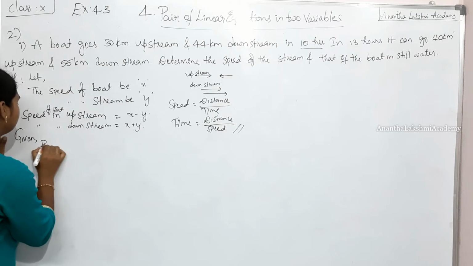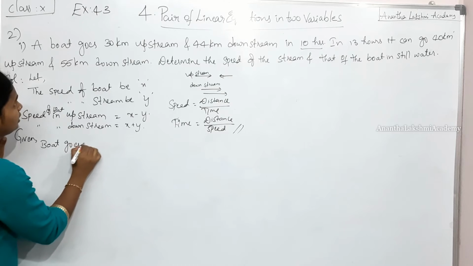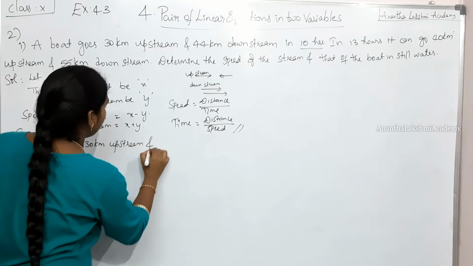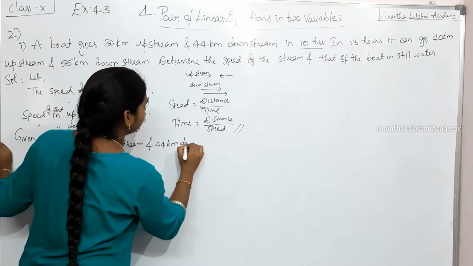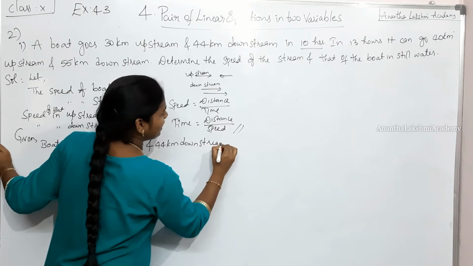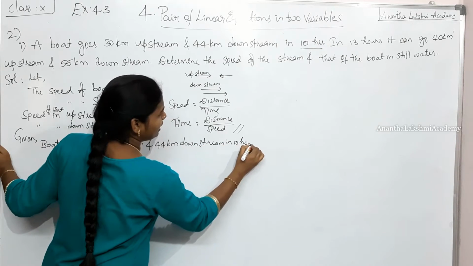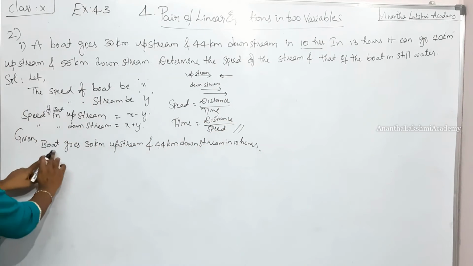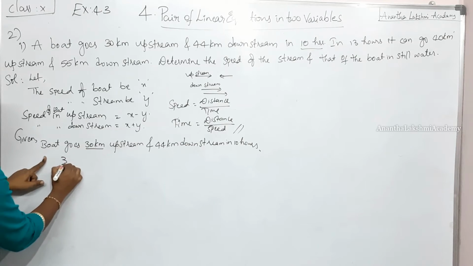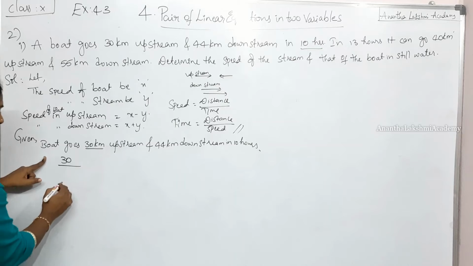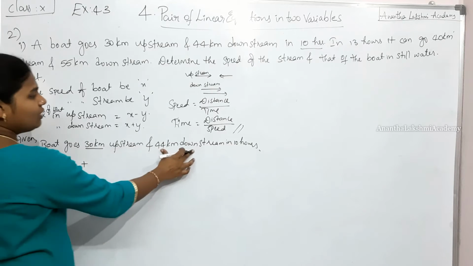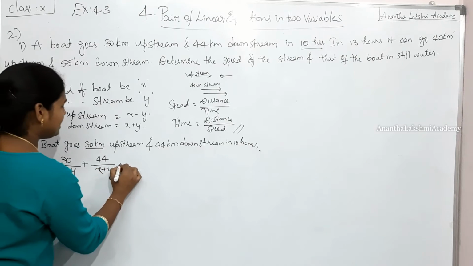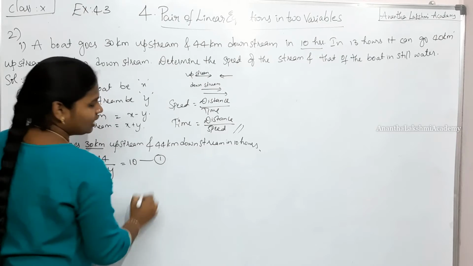The boat goes 30 kilometers upstream and 44 kilometers downstream in how many hours? In 10 hours. What does that mean? Time taken is given, so time taken is nothing but distance by speed. The distance covered is 30 kilometers at the upstream speed x minus y, plus 44 kilometers at the downstream speed x plus y, is equal to 10 hours. This is one of our equations.